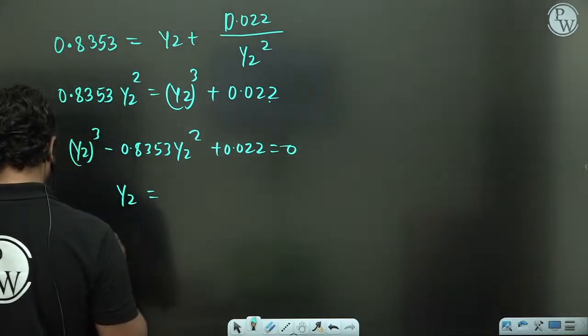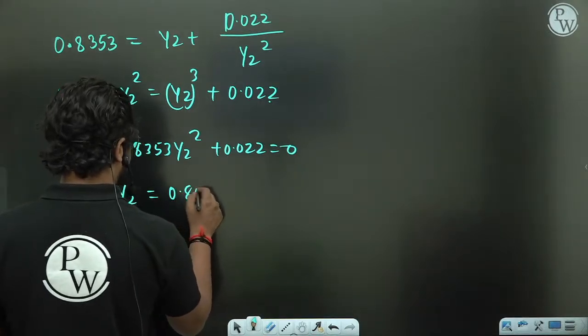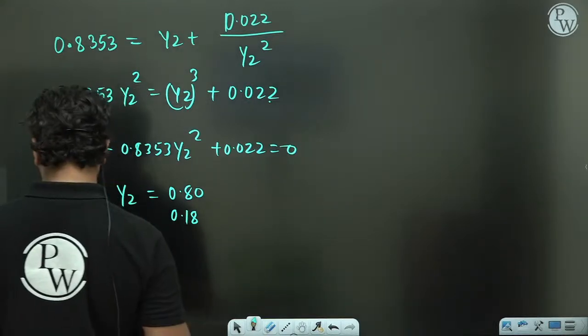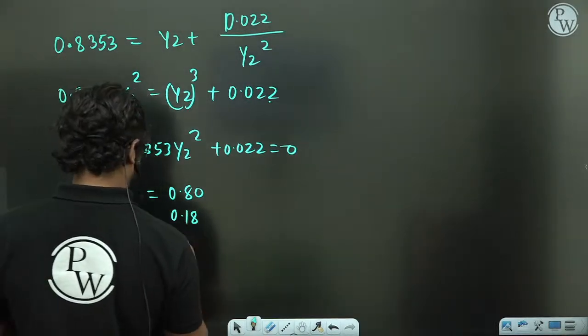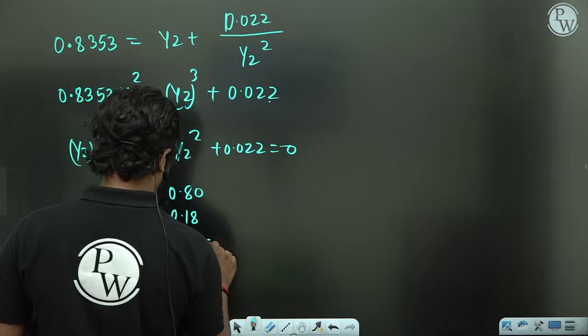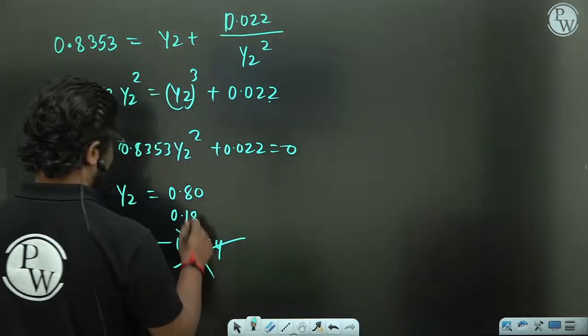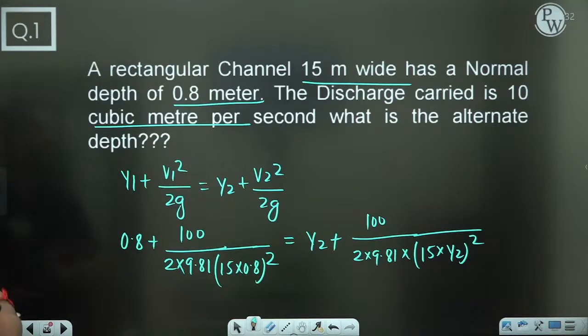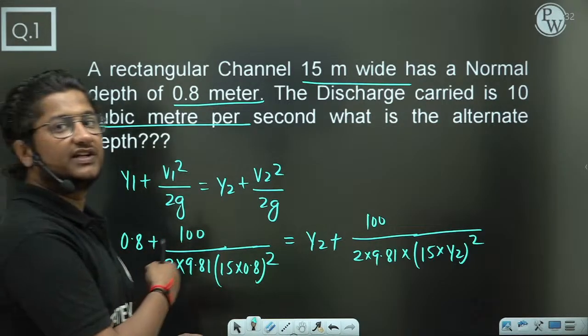So we are getting three values. First one is 0.80. Second one is 0.18. Next is minus 0.194. So anyway, minus is not possible. We have to select between these two values. Already one value we have. Now to select these values, we need to find out critical depth.